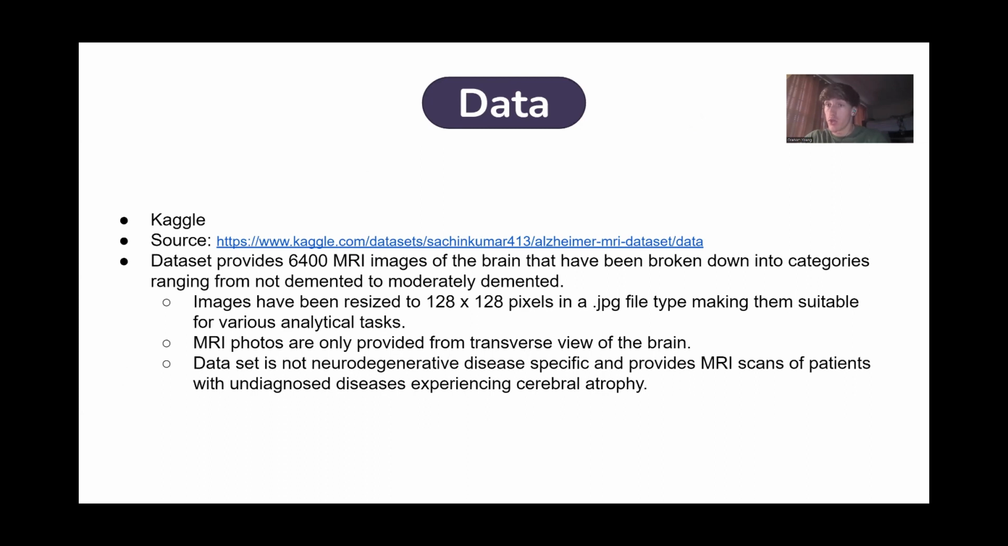The data set that we used was from Kaggle, and the specific source is called the Alzheimer's MRI preprocessed dataset. It provides 6,400 MRI images that have been broken down, ranging from demented to moderately demented, and they are 128 by 128 pixels in a JPEG file format. They show the transverse slices of the brain, and our dataset is not neurodegenerative disease specific and provides MRI scans of patients with undiagnosed diseases experiencing cerebral atrophy.